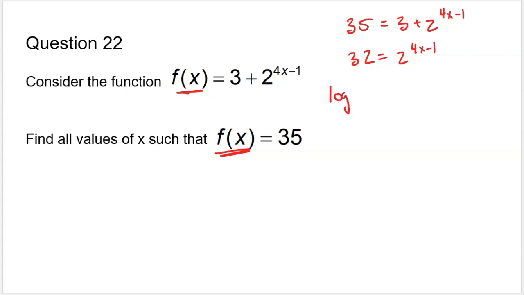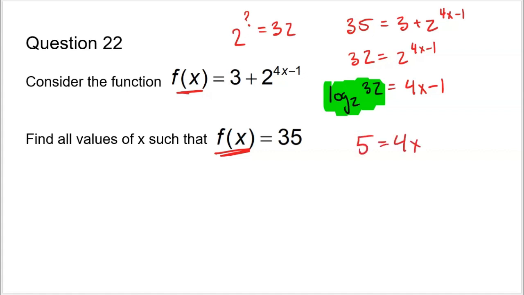So I'm simply going to write this exponential statement as a logarithmic statement. So I have log base 2 of 32 equals the exponent. All logs always equal your exponent. Now, what is log base 2 of 32? That's one that you should know. 2 raised to what equals 32? That's a pretty easy one, a pretty standard one most kids should know. That is 5. 2 to the 5th is 32. So 5 equals 4x minus 1.